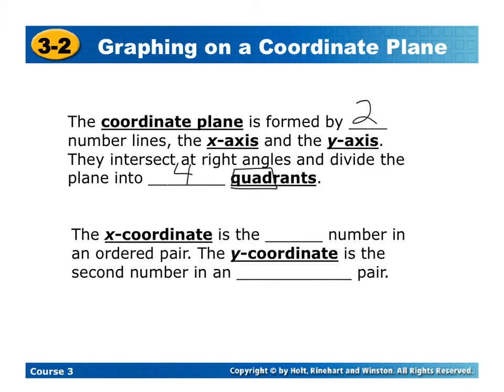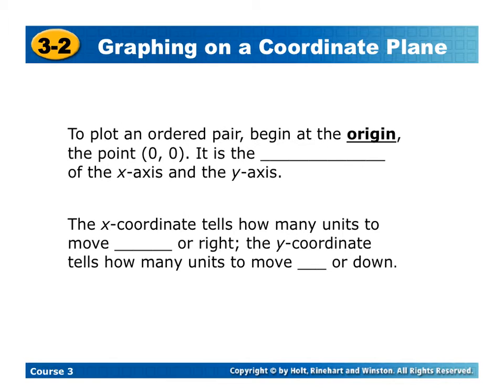The x-coordinate is always the first number in an ordered pair, and the y-coordinate is always the second number in an ordered pair. Now whenever we're graphing, we want to always plot the ordered pair by beginning at the origin, and that's the point 0, 0, which is at the intersection of the x and y axis. The x-coordinate tells us how many units to move left or right, and the y-coordinate tells us how many units to move up or down.